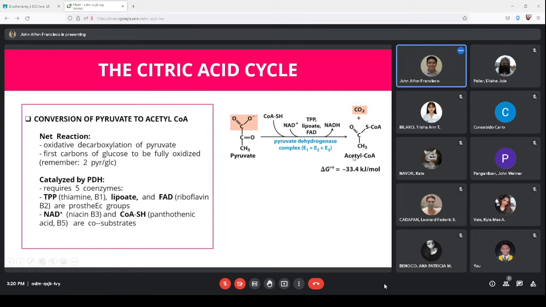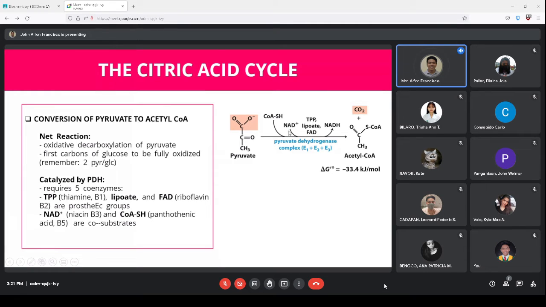So yung mag-e-enter sa citric acid cycle natin from glucose ay dalawang acetyl-CoA din. So ito, this is just a brief on how the pyruvate became acetyl-CoA. So you introduce CoASH, NAD+, which is the acceptor of hydrogen, and another components or another coenzymes are TPP, lipoic acid, and FAD.